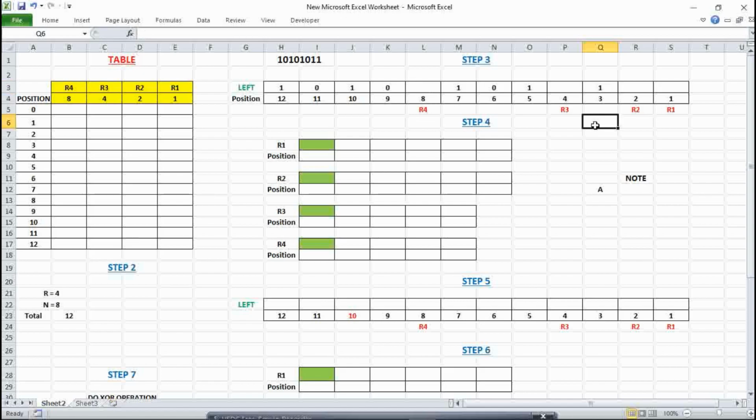Now the main task is to complete this step 3 table. We have to know the value of R4, R3, R2 and R1. How will we get this table? By completing the step 2 table. This is the yellow table. So how will you fill this table?